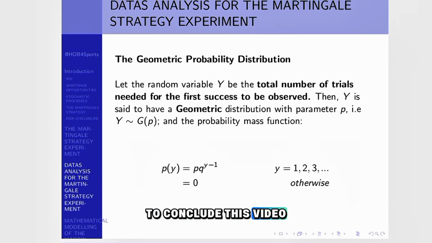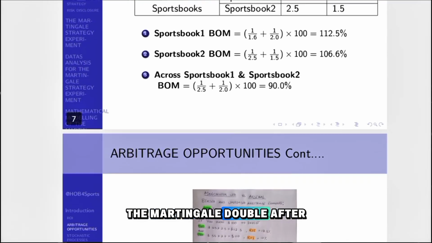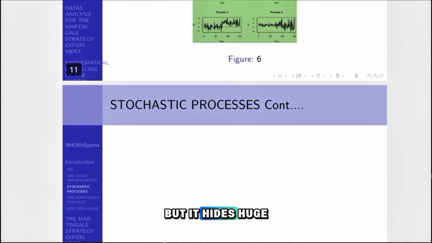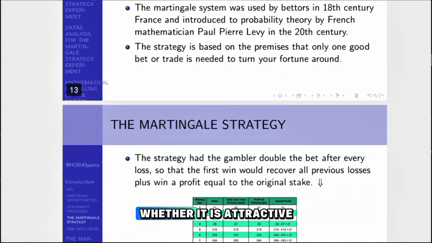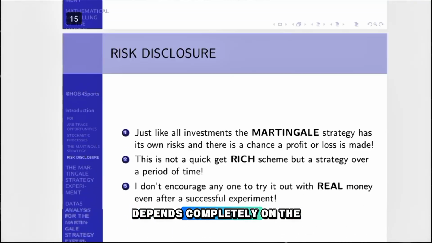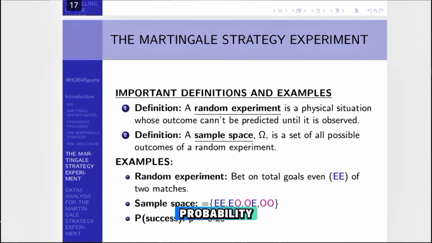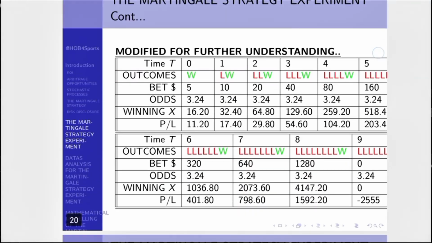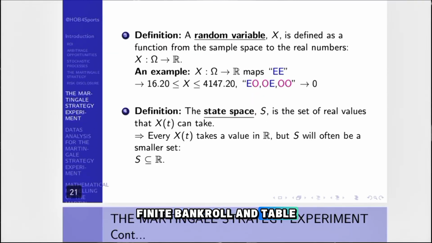To conclude this video, the Martingale double-after-loss looks like a sure win plan, but it hides huge tail risk. Whether it is attractive depends completely on the win probability, the payout structure, and real-world constraints: finite bankroll and table limits.